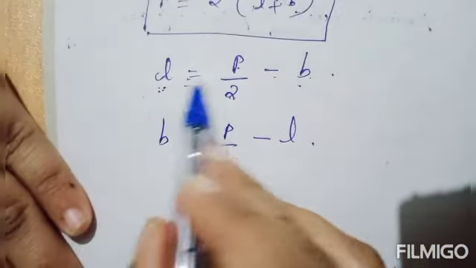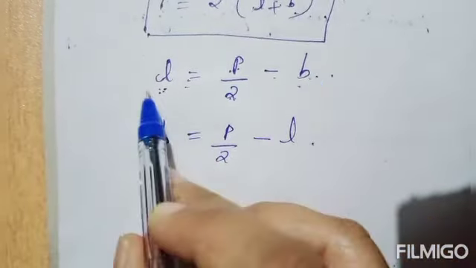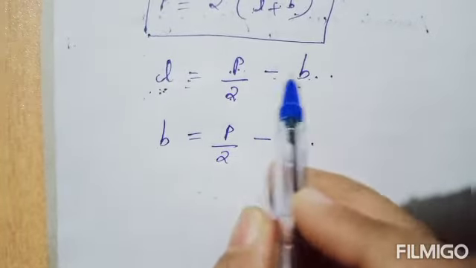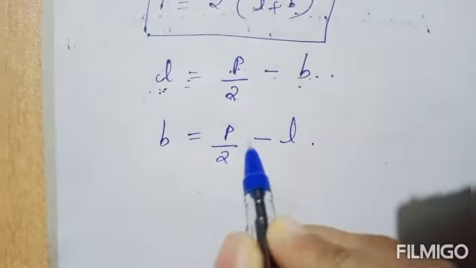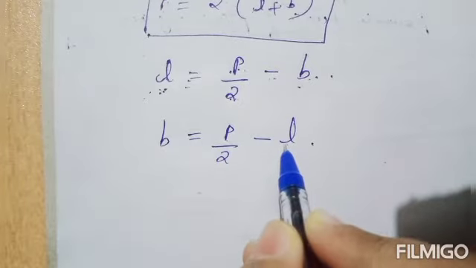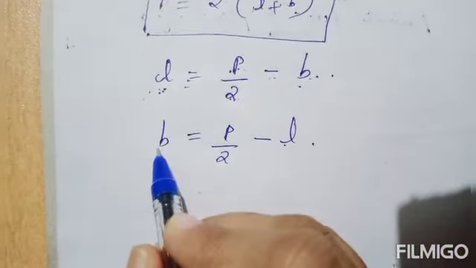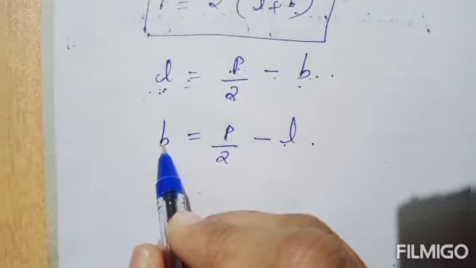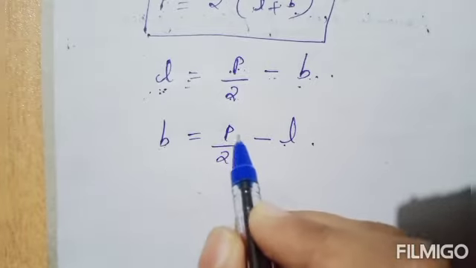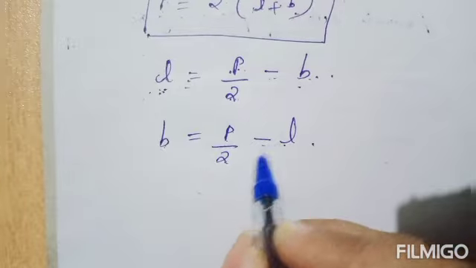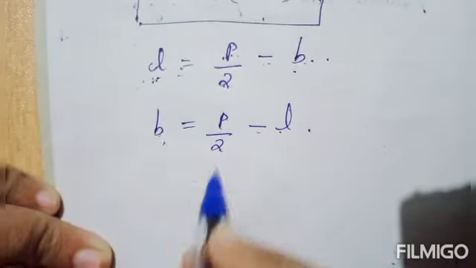Okay, if perimeter and breadth are given, you can find the length by using this formula: length equals perimeter by 2 minus breadth. If perimeter and the length of a rectangle are given, you can find the breadth of a rectangle using this formula, that is B equals perimeter by 2 minus length. Okay, so this also you should study.